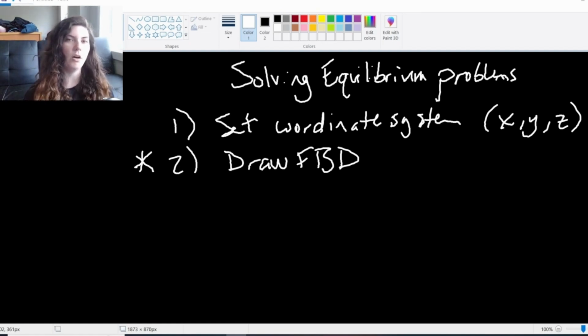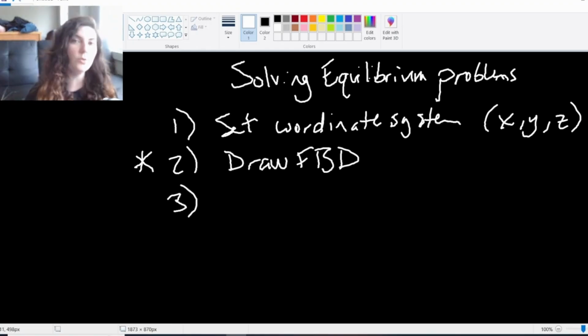because it can be really hard to see where things are pointing, and it also helps you know if you're missing any forces, right? Sometimes you may not immediately see the force, you may not think about the weight of something, or you may forget a normal force or a friction force, and if you have them all in your free body diagram, it's a lot easier to see if you missed something and what it might have been. So we always want to draw a free body diagram to start these problems.